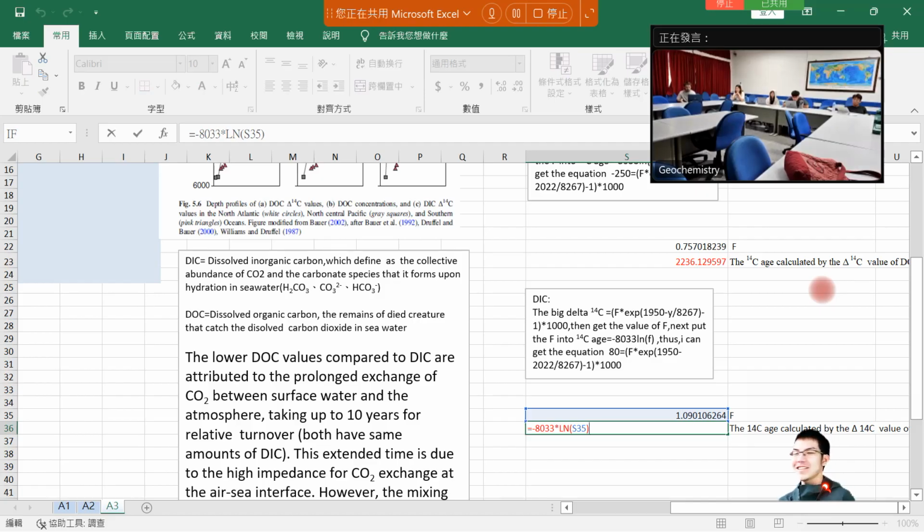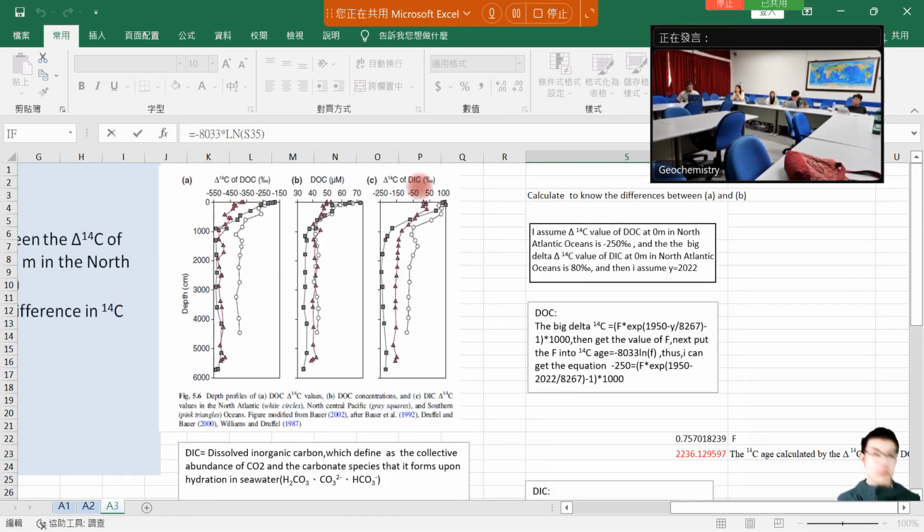This is a well-known phenomenon in marine chemistry: dissolved inorganic carbon is much younger than dissolved organic carbon at the same water depths. The difference is up to a few thousand years. There are many explanations for this.